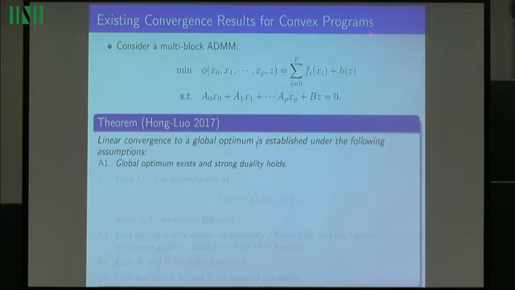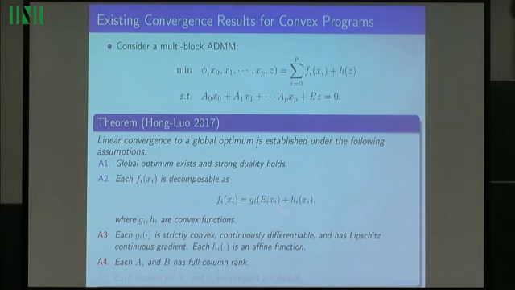For example, this f here is further decomposable into a sum of two functions, where the key thing is you have to have some assumptions on the functions. For example, the g's here need to be strictly convex and continuously differentiable and have a Lipschitz continuous gradient. And this hi here needs to be an affine function. So that's the requirement on strict convexity and linearity of the objective function. And also you need to have some assumption on the matrices here. So for example, all the matrices have full column rank. That's a typical assumption.